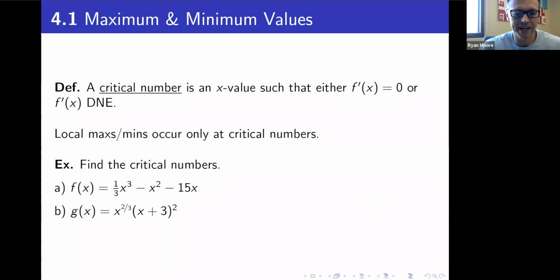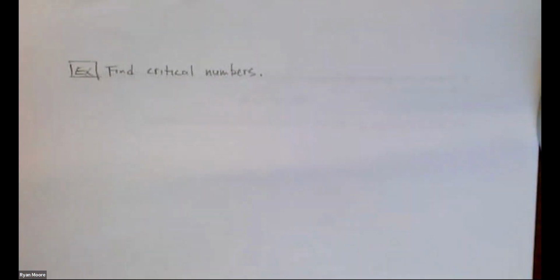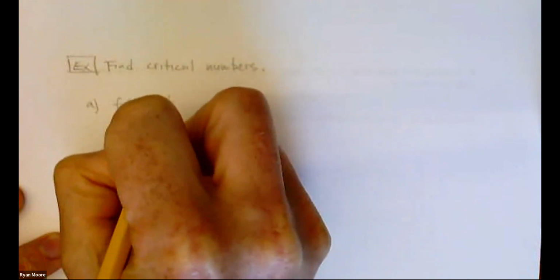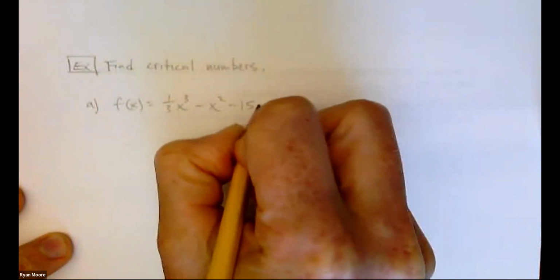And then we'll also look at g of x, a little bit harder, x to the 2/3 times the quantity x plus 3 squared. Okay, I'm gonna change over my paper here. Example: find the critical numbers. Starting with f of x equals 1/3 x cubed minus x squared minus 15x.